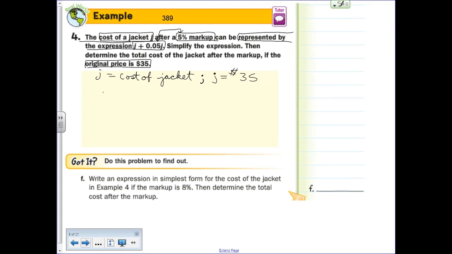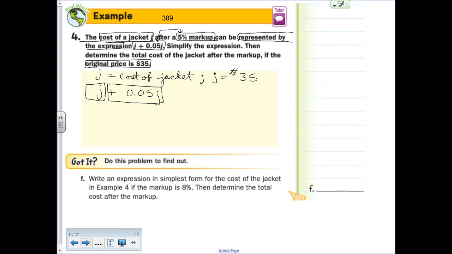So we're going to write down our expression, J plus 0.05 J. And now we want to combine our like terms. So we can see, whoops, I got to put the plus sign in there. I'm going to rewrite that because I messed it up. J plus 0.05 J. We can see that J and positive 0.05 J are like terms.